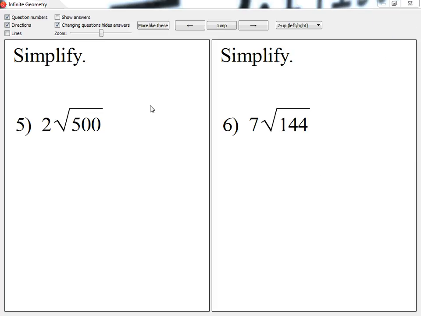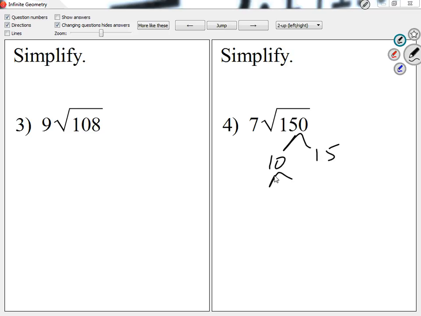Alright, let's take a look at question number 4. 150. Which two numbers multiply equals 150? 10 and 15. Alright. What about 10? 2 and 5. What about 15? 5 and 3. So we have a group of 5, right?